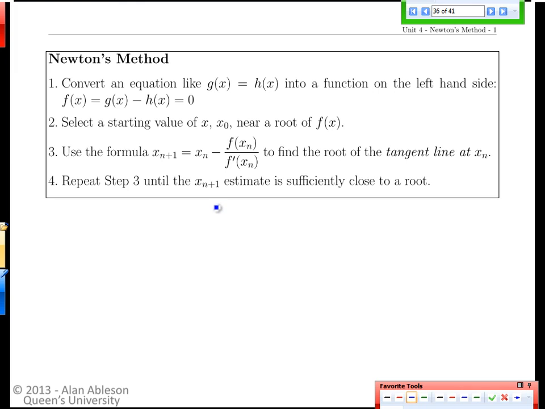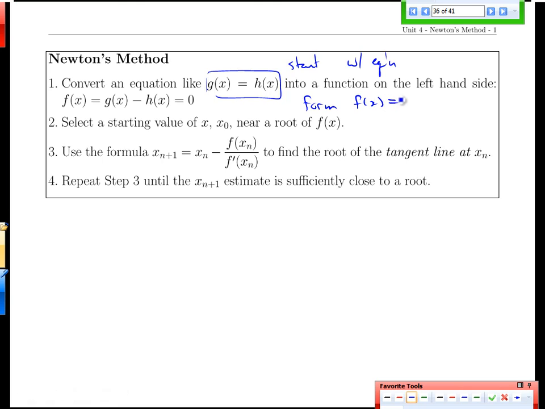We now formalize our idea for solving nonlinear equations, or finding approximate solutions to nonlinear equations, in a method called Newton's method. The first step is we start with an equation. So the idea is we have an equation in front of us that we cannot solve by hand, but we can convert it into a simple form, f of x equals 0. And we can always do that. We just move whatever is on the right to the left and change its sign.